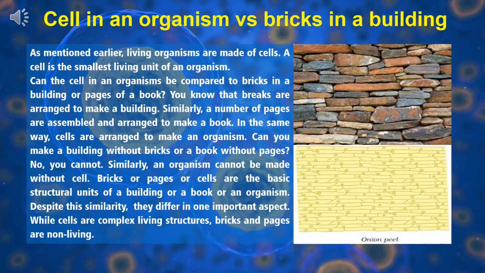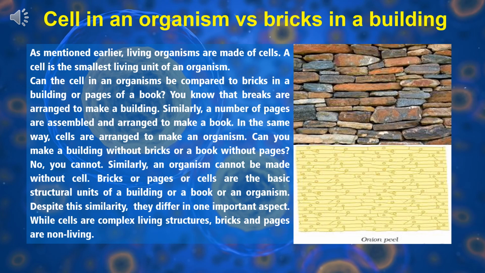Yes, surely we can. So as bricks are arranged to make a building, similarly a number of pages are assembled and arranged to make a book. जैसे बिल्डिंग बनाने के लिए ईंटों का इस्तेमाल होता है, उसी तरीके से किसी किताब को बनाने के लिए हमें पेजेस की जरूरत है. उन पेजेस को अरेंज करते हैं, असेंबल करते हैं, लाइन वाइज, सीरियल वाइज लगाया जाता है, तभी वो बुक होगी. Otherwise we cannot call it a book. So in the same way, cells are arranged to make an organism. उसी तरीके से cells भी arrange किए जाते हैं किसी एक organism को बनाने के लिए.